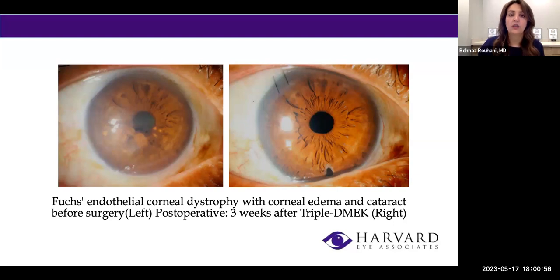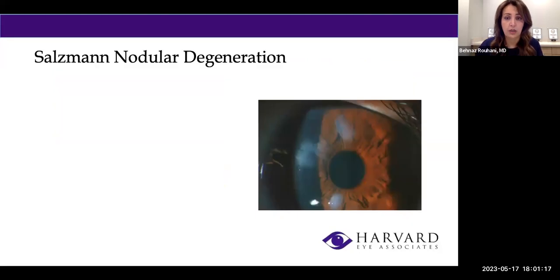So staging of the Fuchs dystrophy prior to cataract surgery is very important to make us move on with either staged surgery, or a combination of transplant and cataract surgery. And it also helps us with the decision on what type of lens implant we should put in the patient's eye.